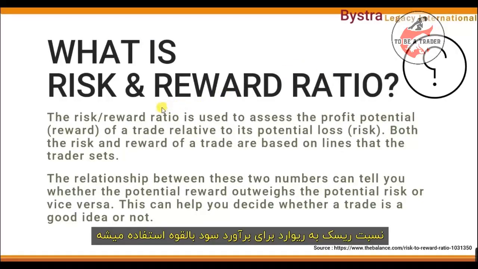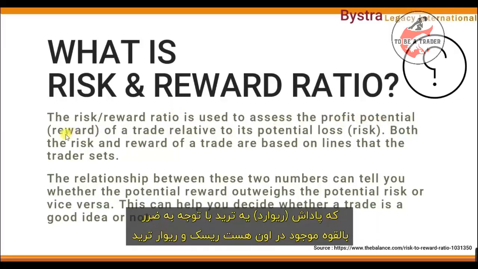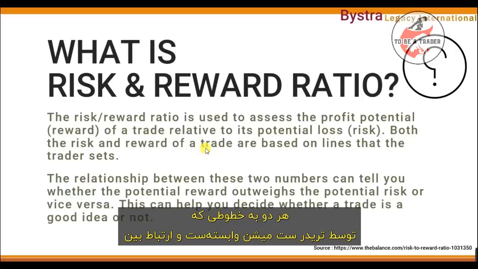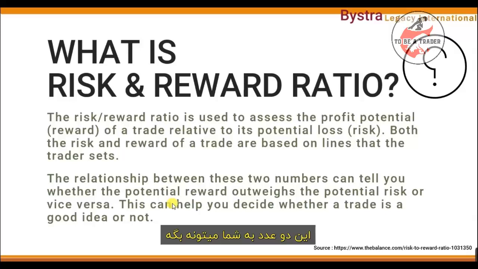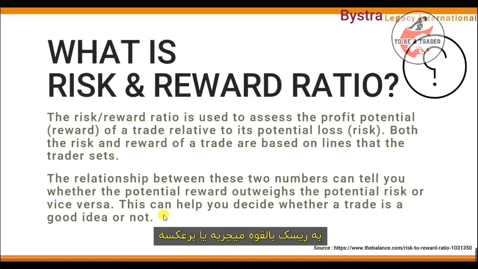The risk and reward ratio is used to assess the profit potential, which is the reward, of a trade relative to its potential loss. Both the risk and reward of a trade are based on lines that are set by the traders. So the relationship between these two numbers can tell you whether the potential reward outweighs the potential risk or vice versa. This can help you decide whether the trade is good or not.